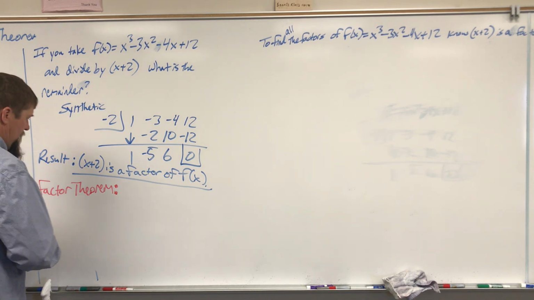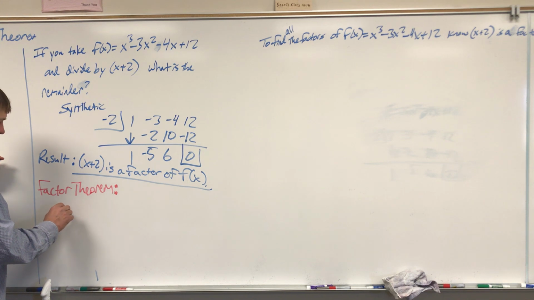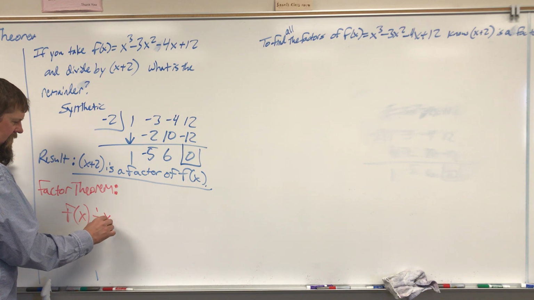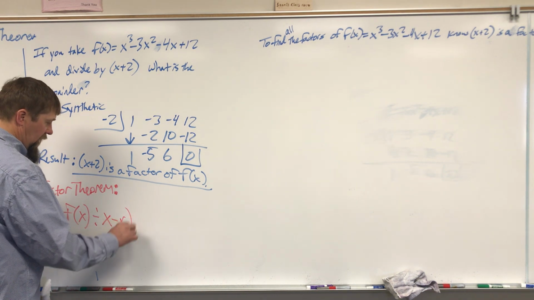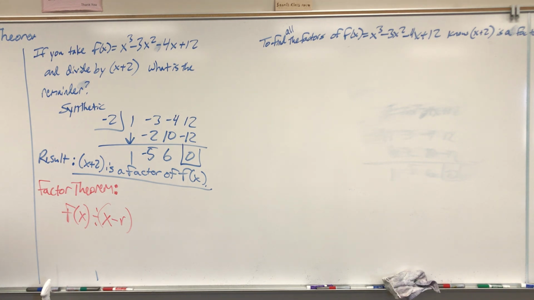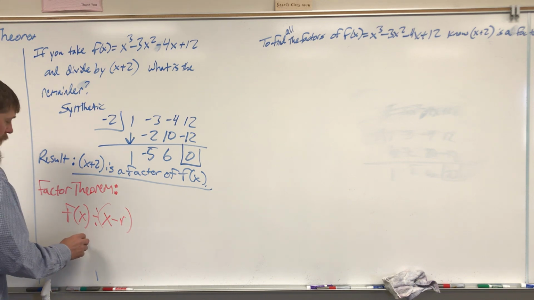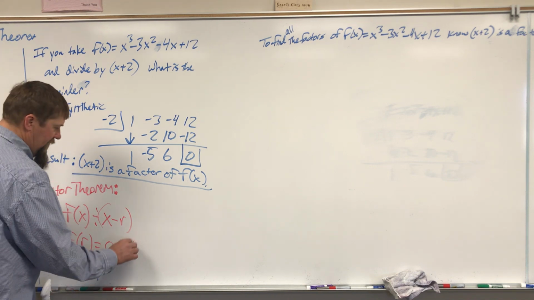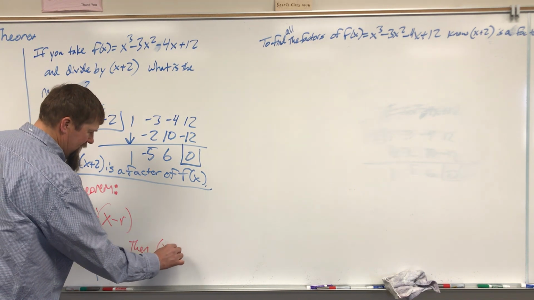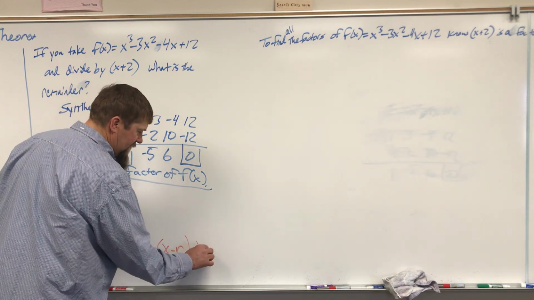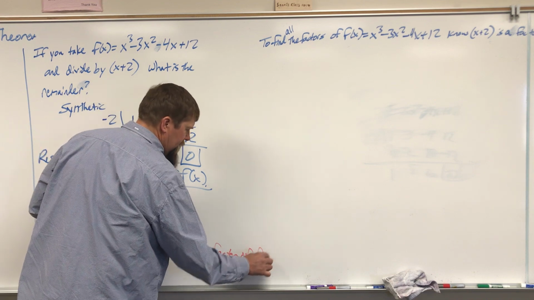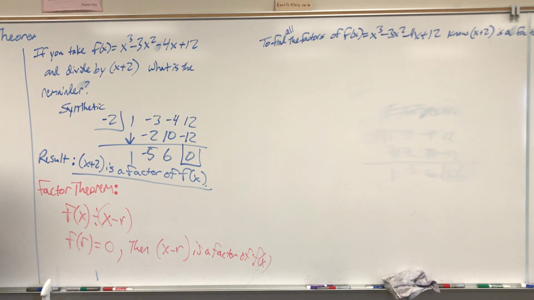Now, if the remainder is 0, so f of x divided by x minus r, or what we could say is f of r equals 0, then x minus r is a factor of f of x. That is the factor theorem.